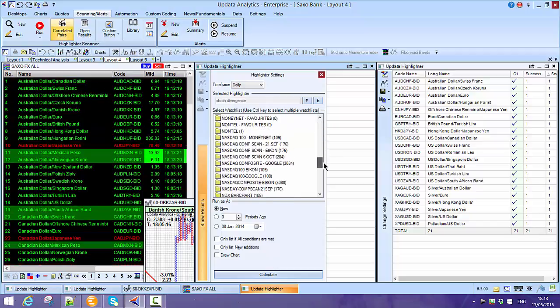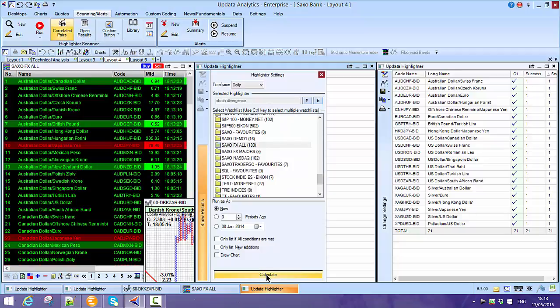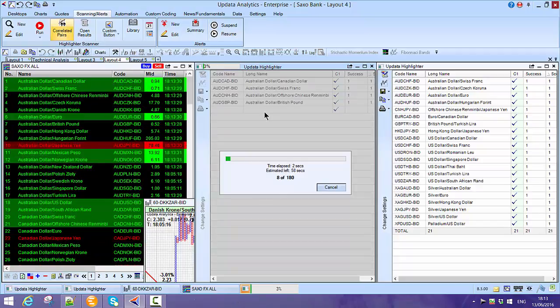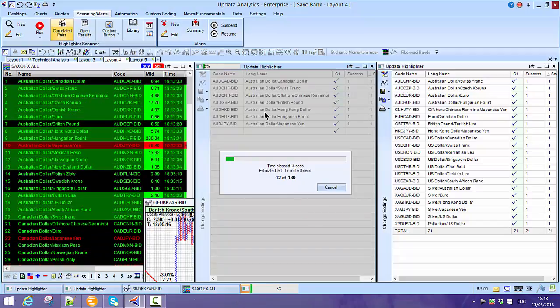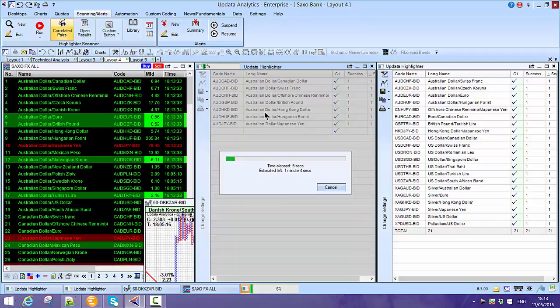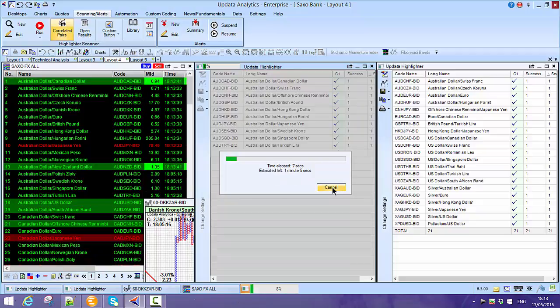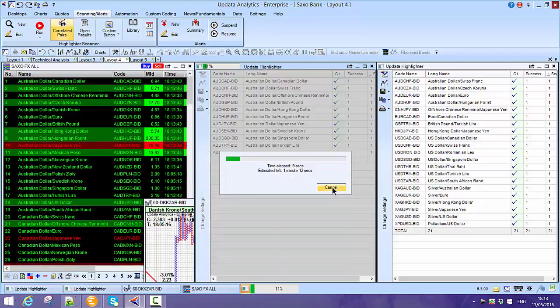We select the Saxo list. So this list is the Saxo FX All. You can get this in our libraries, by the way, so you can just download, and you can see straight away that it's just running through those histories. Because they're cached in the Updata system, it's really quite quick. And so we're running through, and we're finding the stocks that are showing divergence between price and the stochastic.